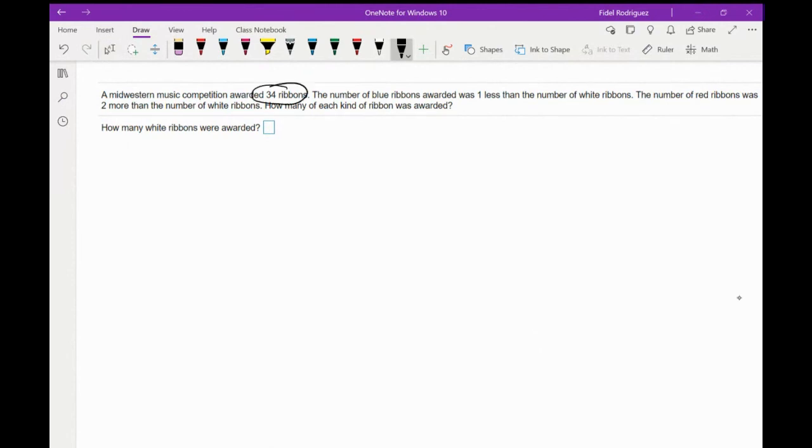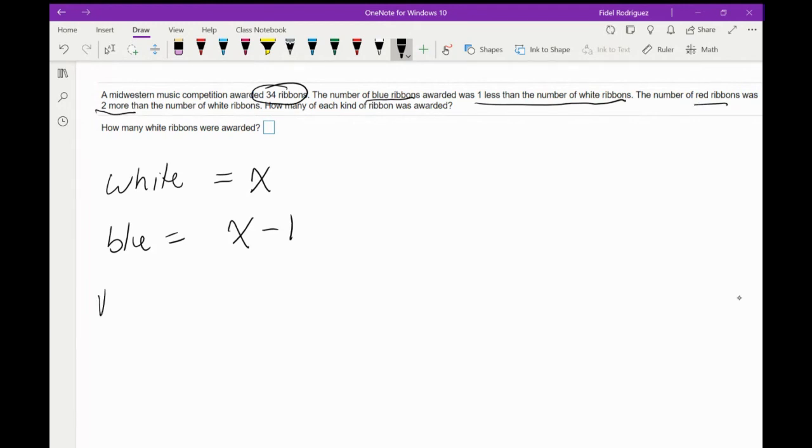Remember, the total is 34, right? And the first part says the number of blue ribbons was 1 less than the number of white. So we're talking about the blue ribbons, but we're comparing it to the white ones. Since I don't know anything about the white ribbons, I'm going to let that one be X, right? And then the blue ribbons, if it's 1 less, would be X minus 1. And then it says the red ribbons was 2 more. So the red is going to be X plus 2, right?